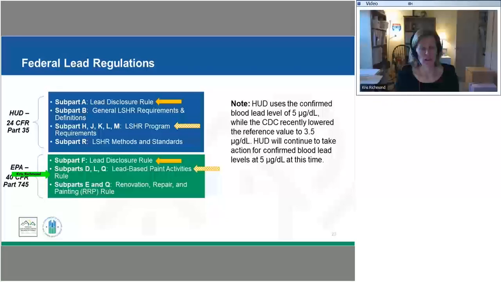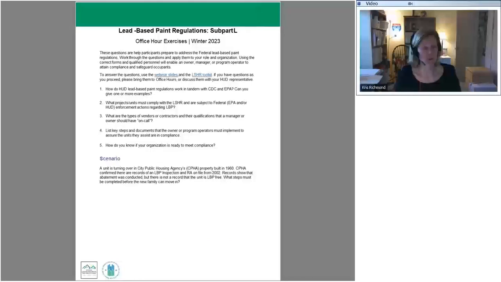And then we have our E and Q, which is the renovation, repair, and painting rule, and this is applying to all target housing, public and private, built before 1978, including child-occupied facilities, schools, and daycare facilities, even though HUD's rules are really just focusing on housing. And it revises thresholds for testing dust and paint. The HUD rules defer to EPA for those numbers, so those go into immediate effect if those numbers change for dust levels. All right, let's go back to our exercise, and let's look at question number 2.